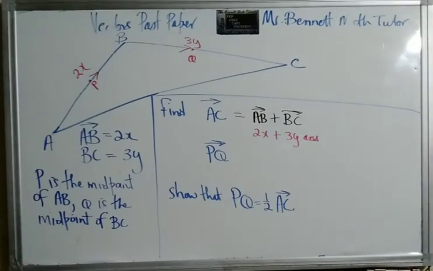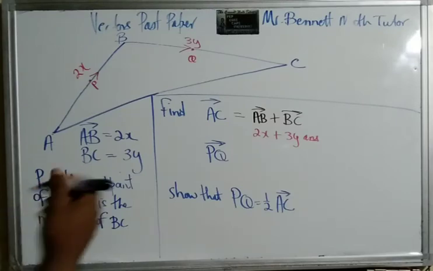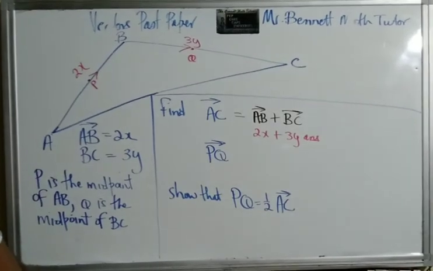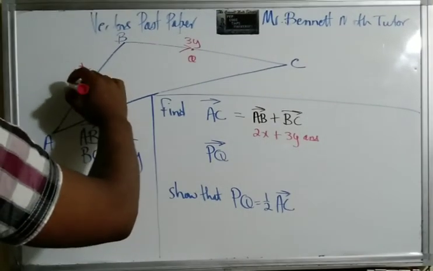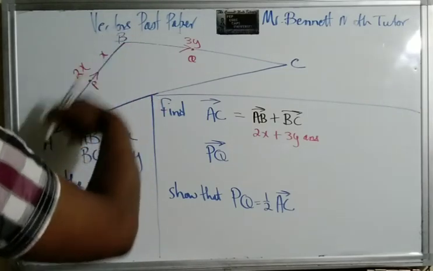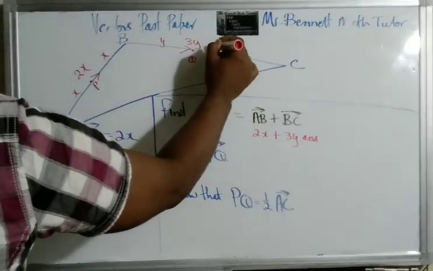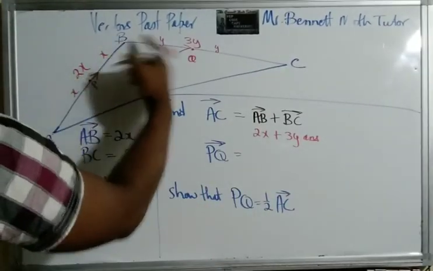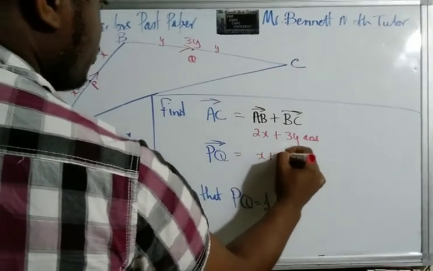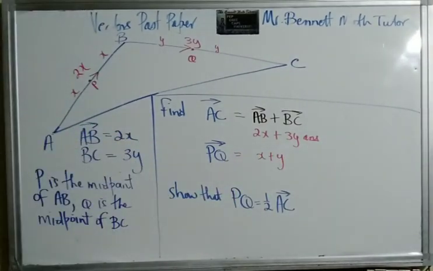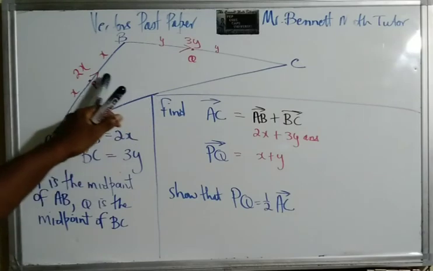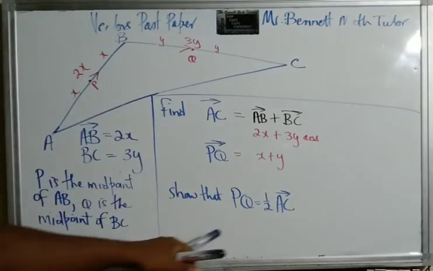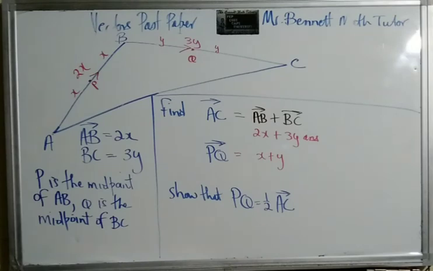Now they ask us to go from P to Q. This is so similar to the one we just did. Alright, so if all of this is 2x, this would mean this is x, because x plus x is 2x. And half of this. So therefore, it would be x plus y, because the direction is the same, so it's positive. It asks us to show that PQ is half of AC.